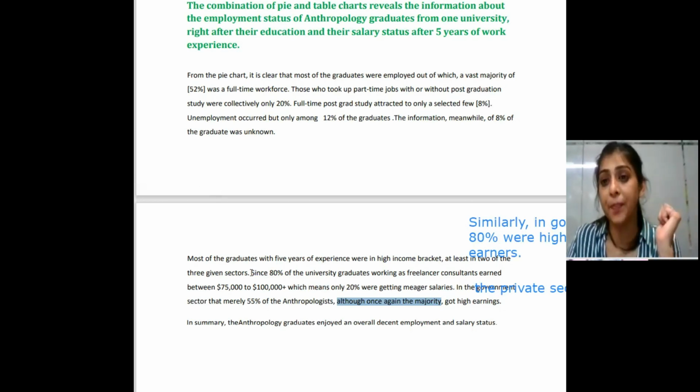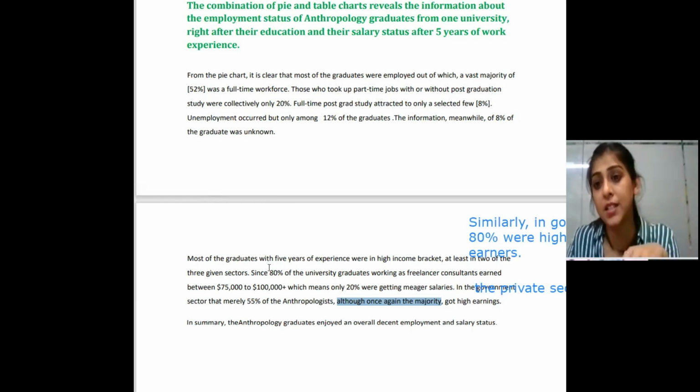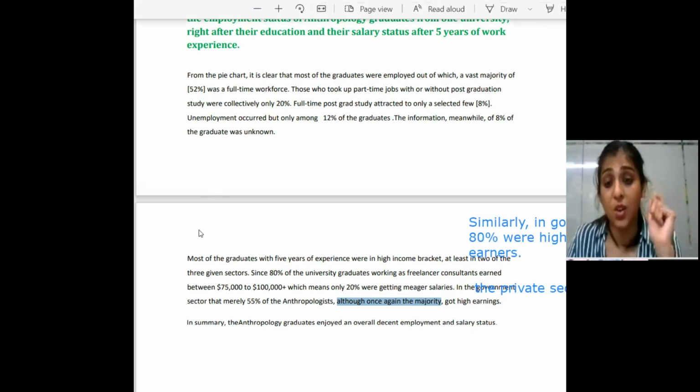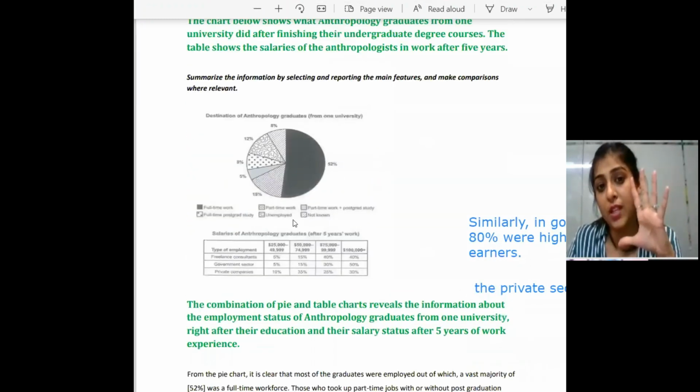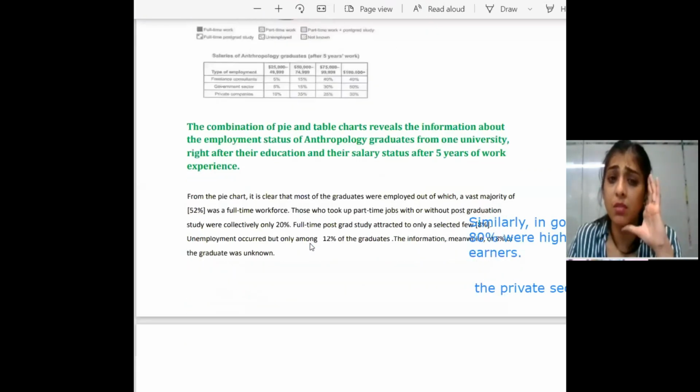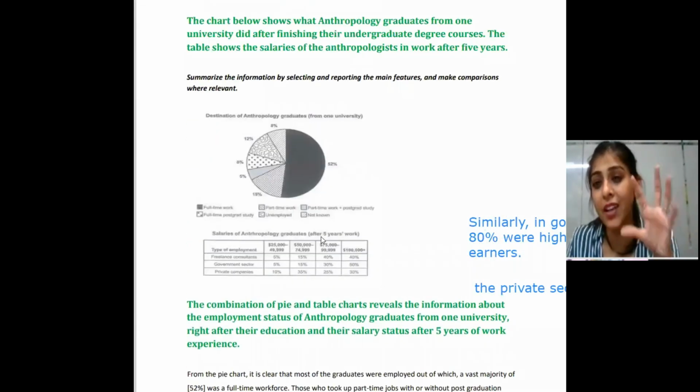Now, what about the summary? The summary should not be about the highest, the lowest, as I told you when I began the session. The overview is not about the highest, the lowest, please. The overview is like, as you have two different charts here, one is a pie chart, the other is the table. So what you need to do is select wisely. You can find the links or the relations.